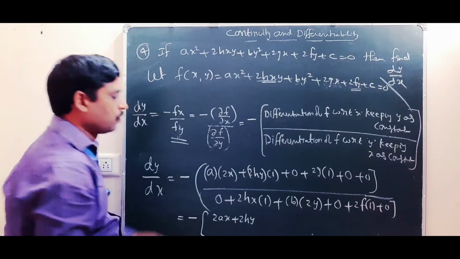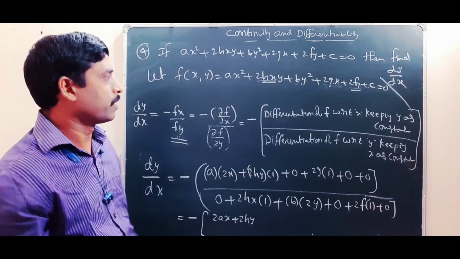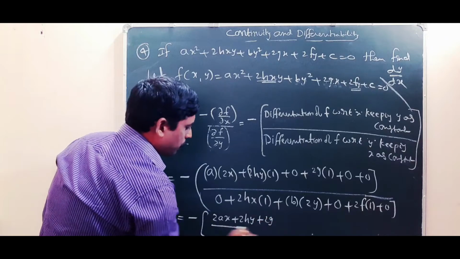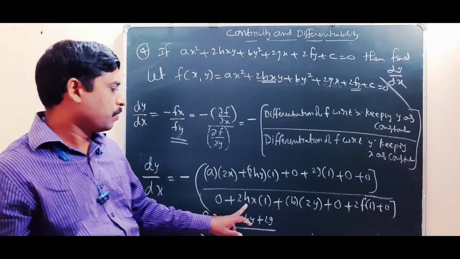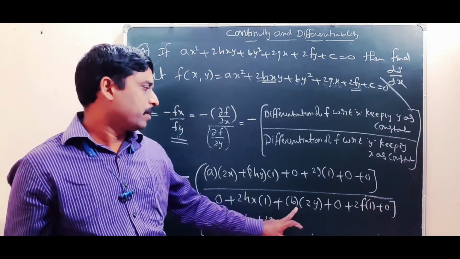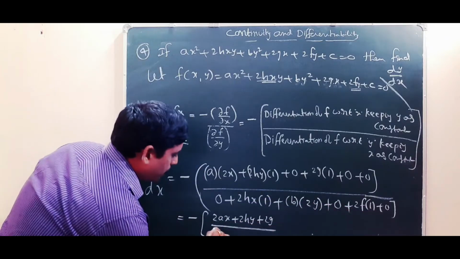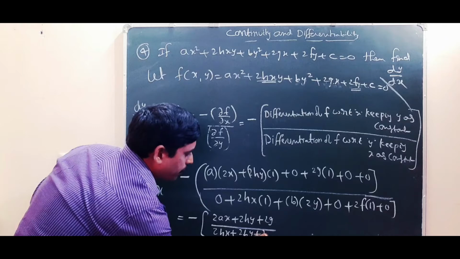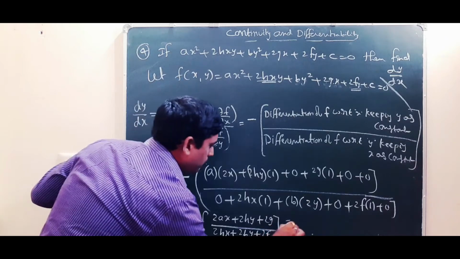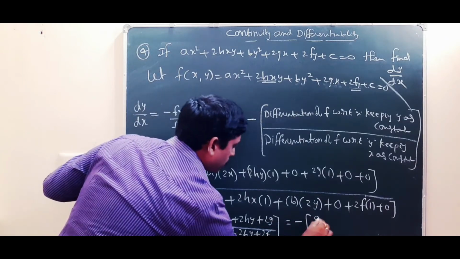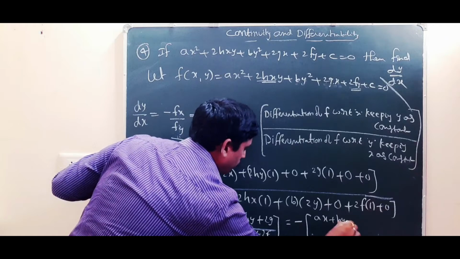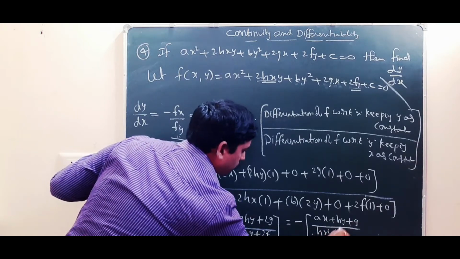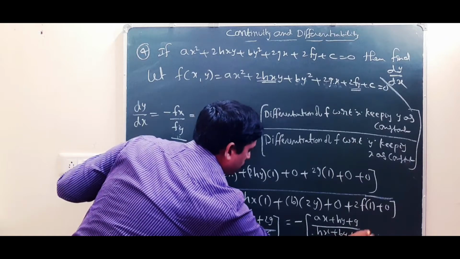2ax + 2hy + 2g. This whole is divided by, in the denominator, 2hx + 2by + 2f. The 2s get cancelled. Minus of this, the answer is (ax + hy + g)/(hx + by + f). This is the answer.